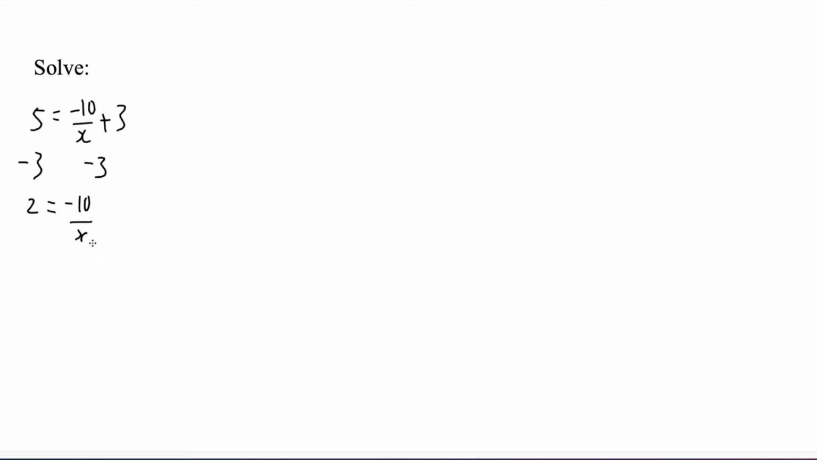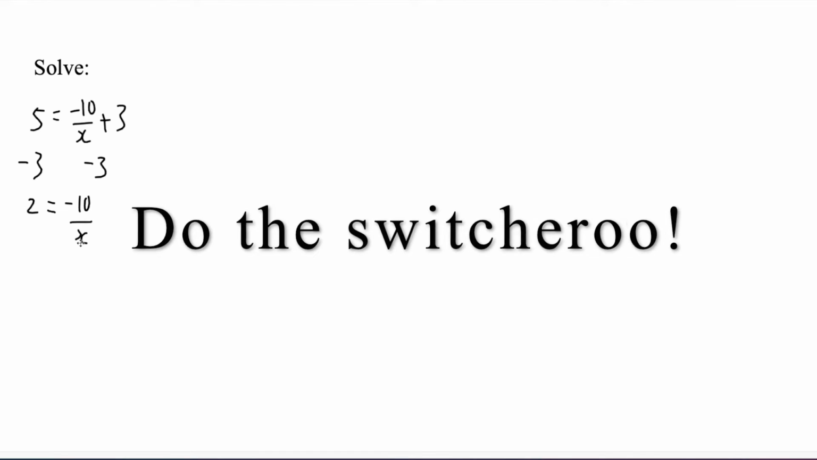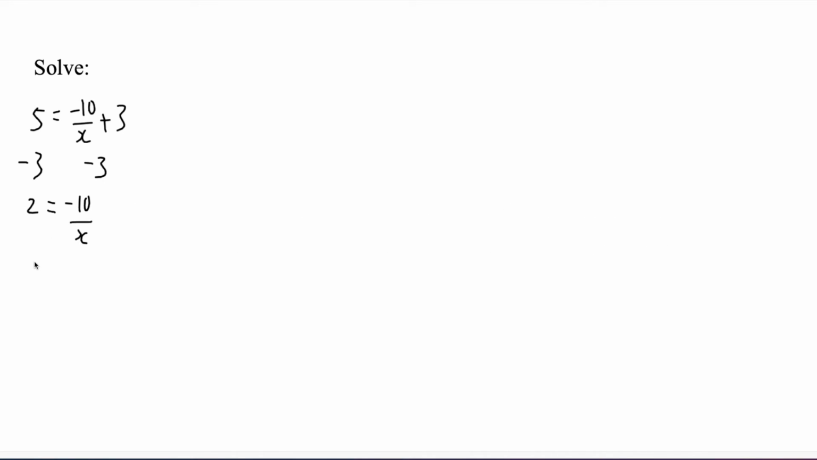Okay. Hey, now this looks like something that we did earlier. So I'm going to use the special trick and swap the 2 and the x around. Okay. So you get x is equal to minus 10 on 2. And what's minus 10 on 2? As you should know, it should be minus 5, right?